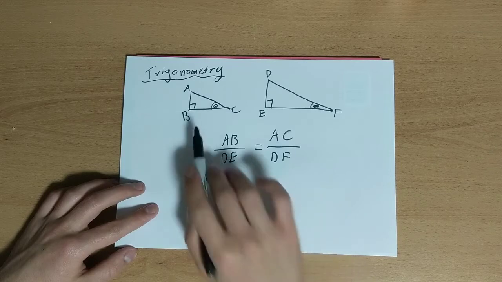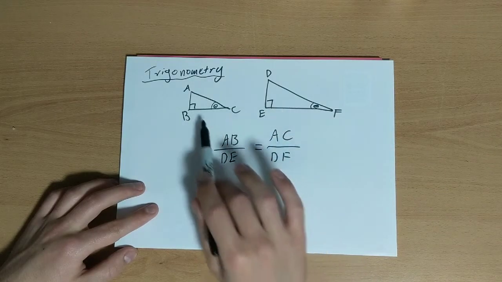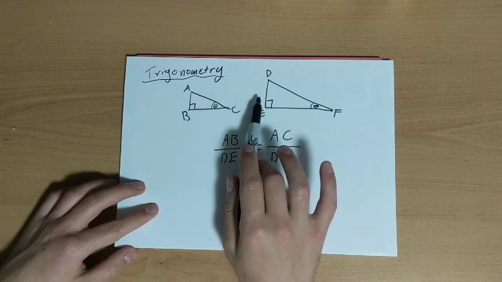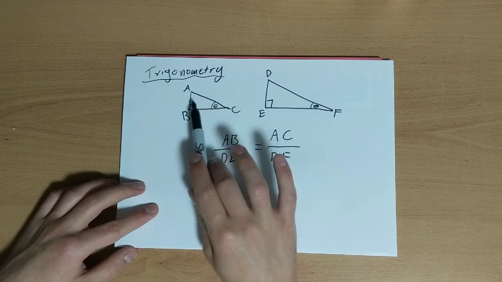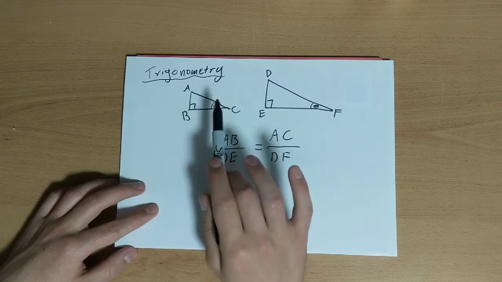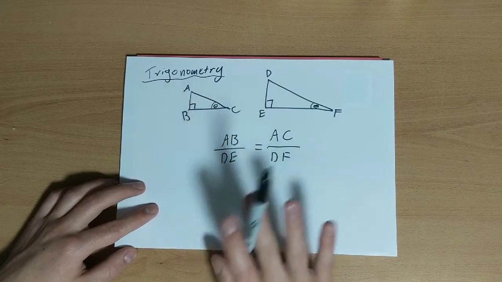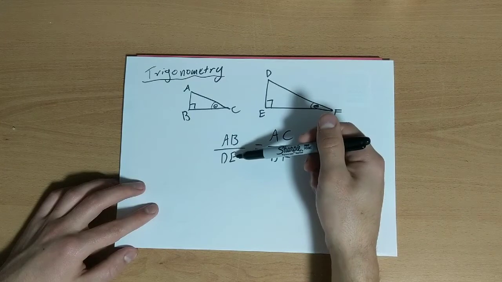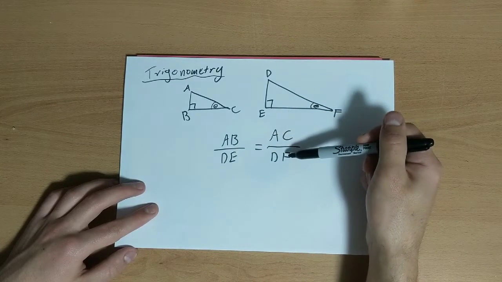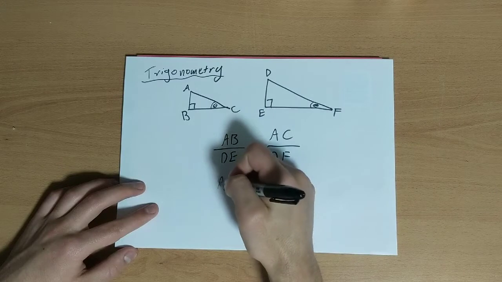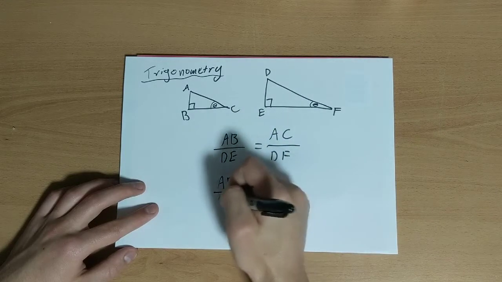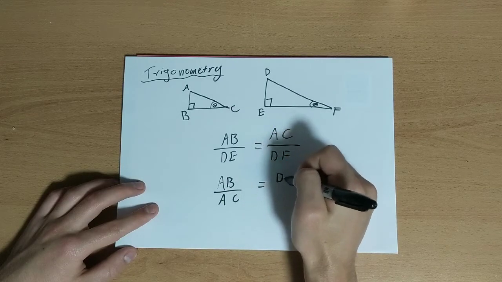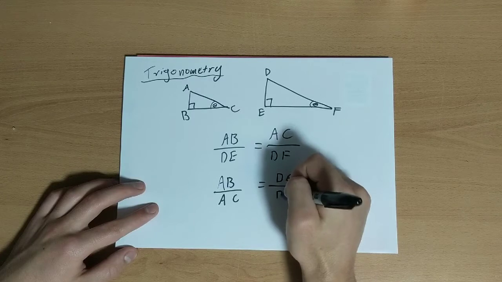And that is that if these two triangles are similar, not only are the ratios between corresponding side lengths on the different triangles the same, but the ratio between two side lengths on the same triangle will also always be the same. In other words, I can manipulate this formula to say not only is the ratio of AB to DE going to be the same as AC to DF, but the ratio of AB to AC is going to equal the ratio of DE to DF.